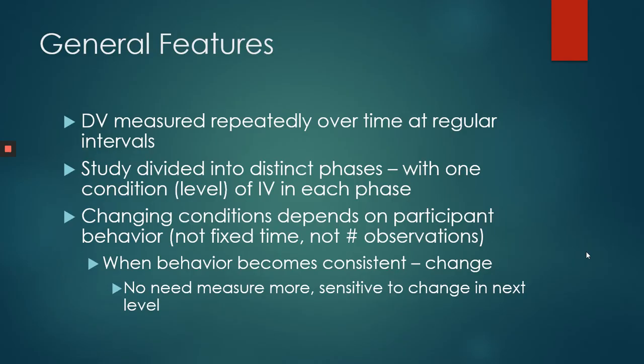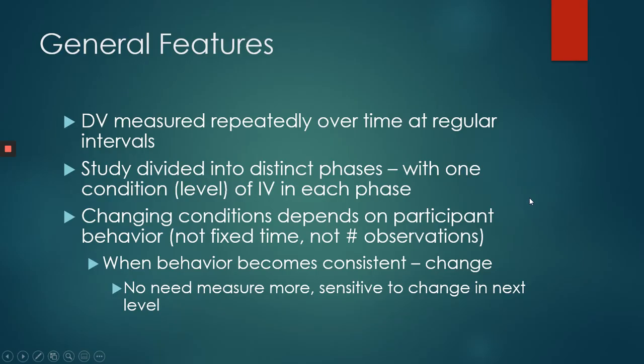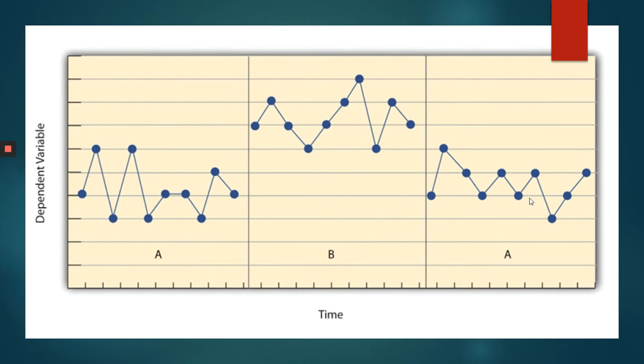So remember that the first feature is the DV is measured regularly over time at regular intervals. So here's our dependent variable. Here's time. So you can see that we're measuring that dependent variable pretty consistently. So there are different phases. Here, A and B are the different levels. So here there's just two levels.